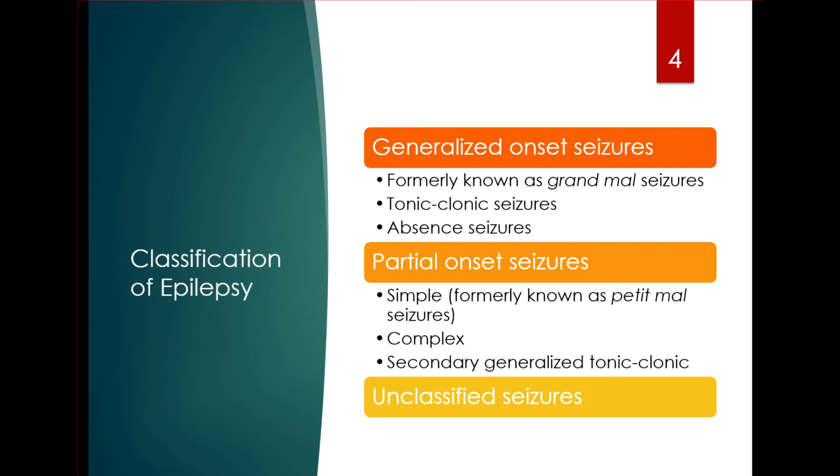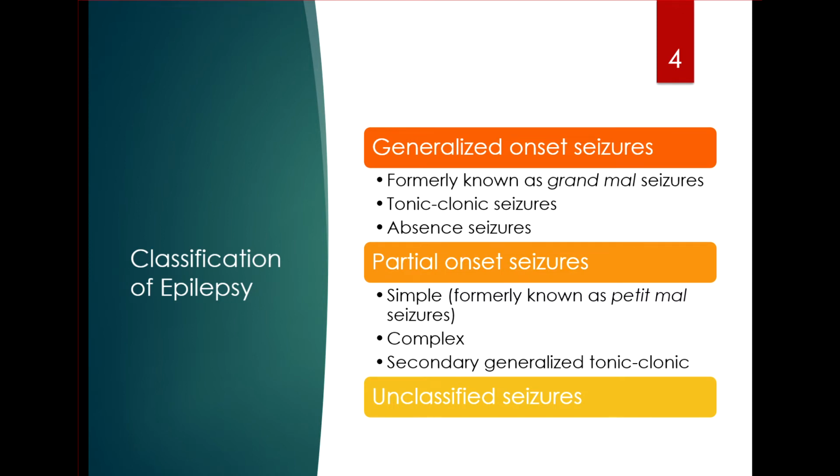It's a recovery position. These are also referred to as tonic-clonic seizures or absent seizures. Partial onset or simple petit mal seizures. They can be complex and they're secondary generalized tonic-clonic. I'm not really sure what that means right there. I think I might have mistyped something. And then we have unclassified seizures.